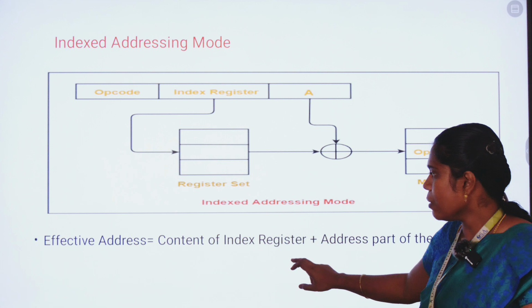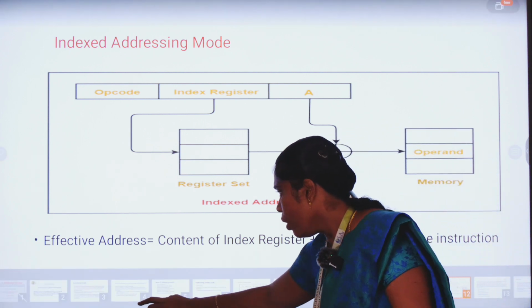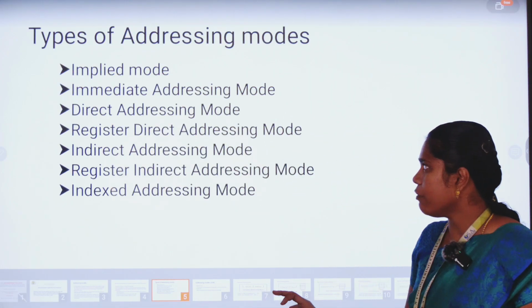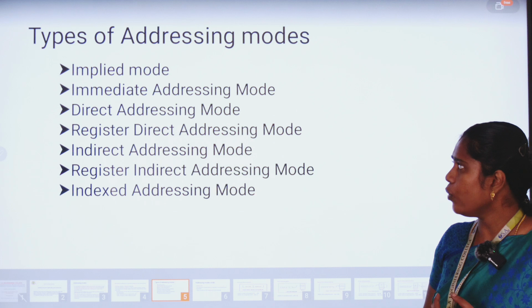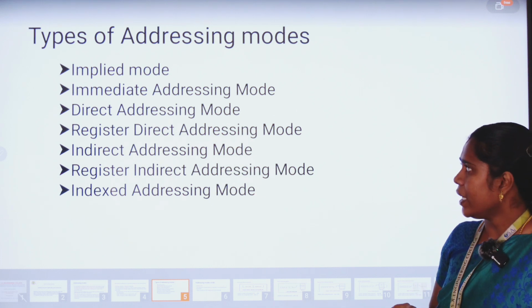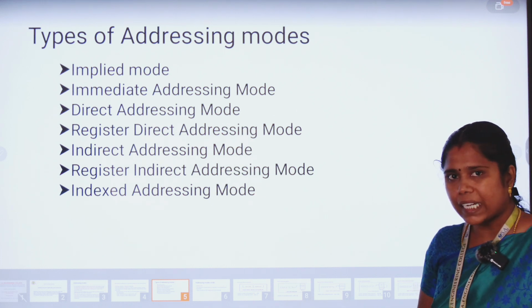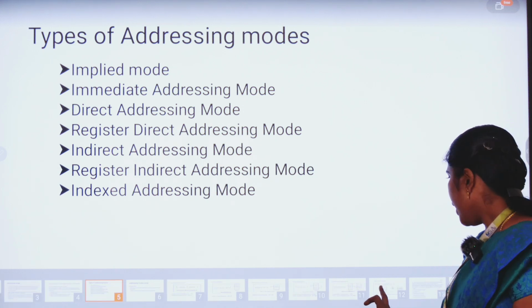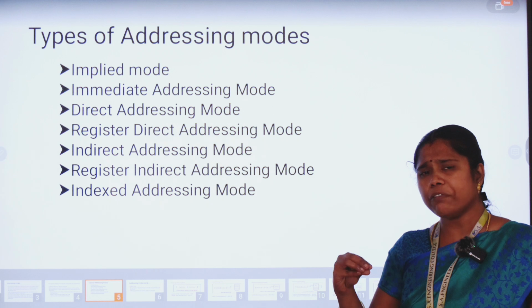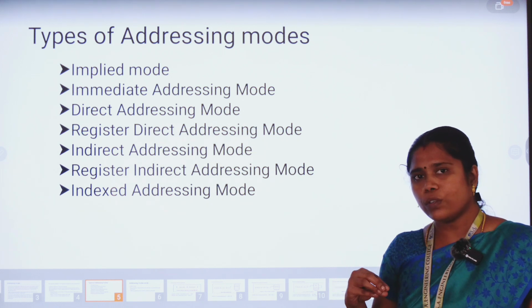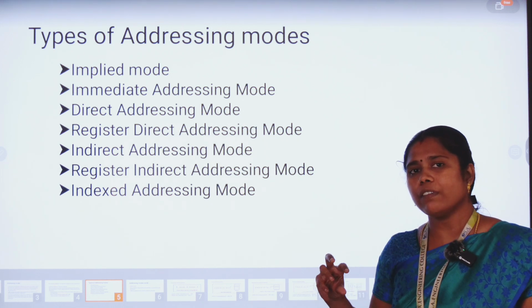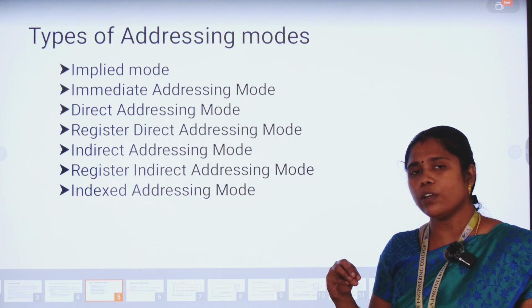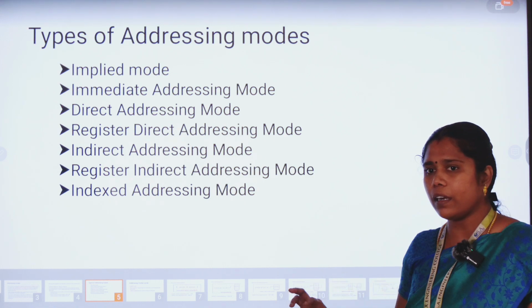So these are the addressing modes we have seen: implied addressing mode, immediate addressing mode, direct addressing mode, register direct addressing mode, indirect addressing mode, register indirect addressing mode, and indexed addressing mode. We have now learned about the different addressing modes. As I told earlier, the location from which we could take the operand is given by the addressing mode.